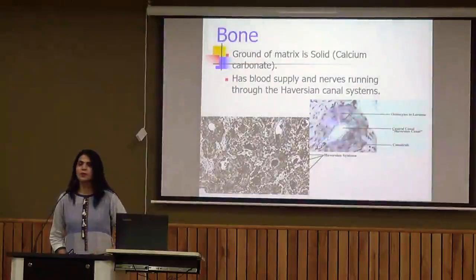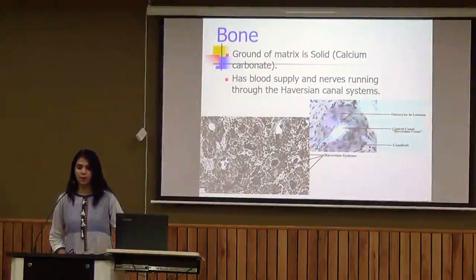Bone is the next kind of connective tissue, and its matrix is composed of calcium and phosphorus. It has a blood supply and nerves which run throughout the canal system. Bone is inflexible, and it basically supports the body.